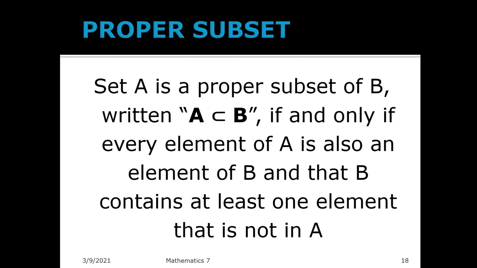Proper subset: set A is a proper subset of B, written with this symbol, if and only if every element of A is also an element of B, and B contains at least one element that is not in A. So in this case, B has more elements. While in the previous one, it's possible that everything in A can be in B, and everything in B can be in A. But in this case, A is really part of B, and B has an extra element that is not found in A. That's proper subset.